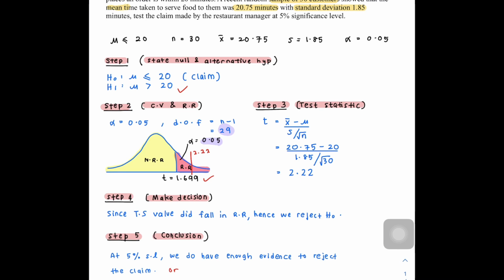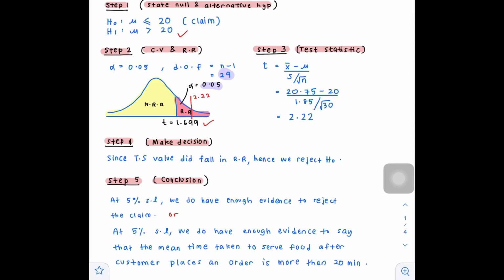So it's up to you whether you want to say about rejecting the claim or you want to say the whole sentence. Or you can say that at 5% significance level, we do have enough evidence to say that the mean time taken to serve food after a customer places an order is more than 20 minutes. Meaning that you are saying you have enough evidence to say that that statement is true. Okay, that's how you conclude.